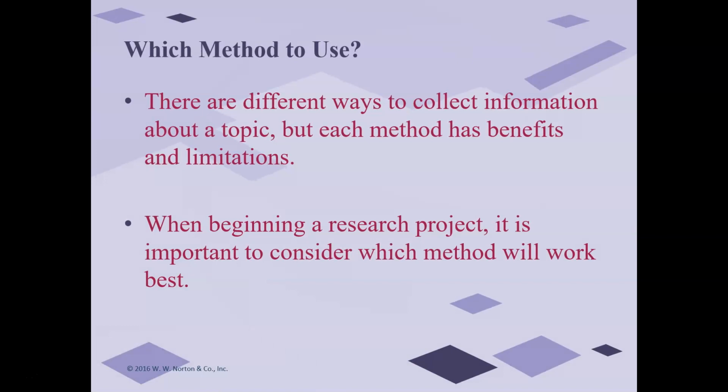Which method to use? There are different ways to collect information about a topic, but each method has benefits and limitations. When beginning a research project, it is important to consider which method will work best. Sometimes researchers will collect data using more than one method. This is called a mixed methods approach. If your research shows the same trends when you use multiple kinds of methods, it increases the likelihood that your conclusions are correct.